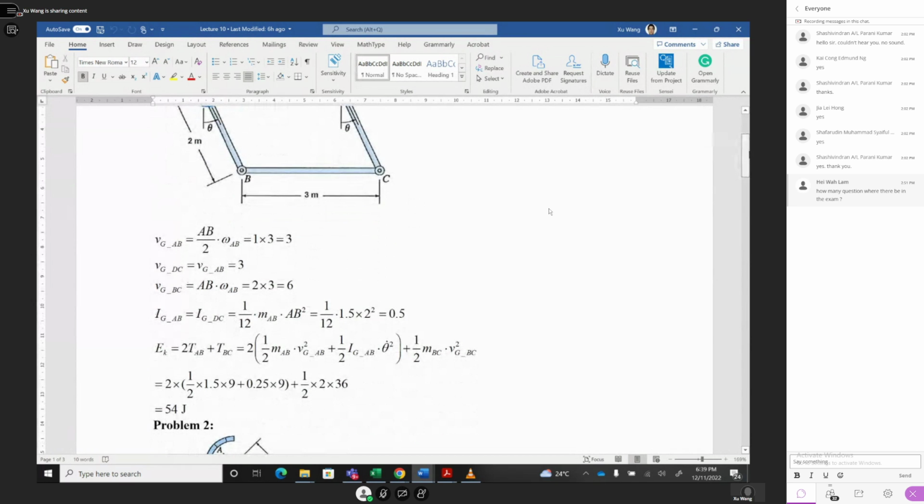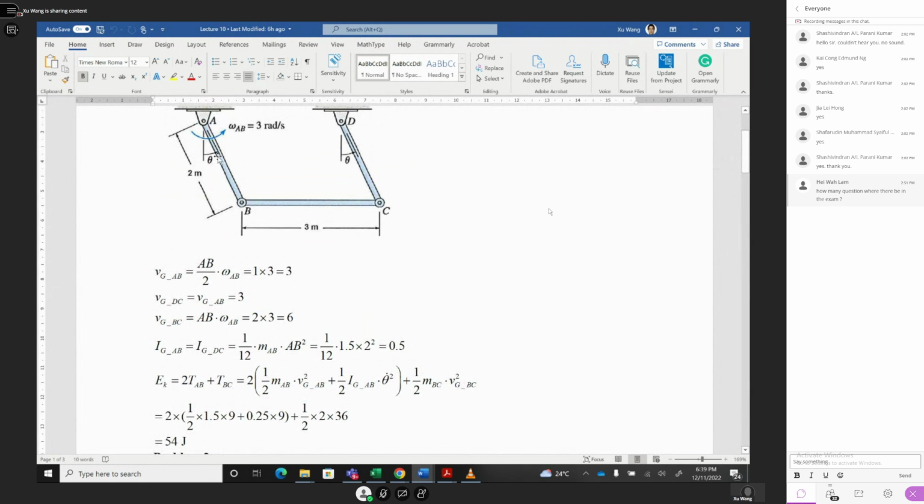And then the total kinetic energy should be equal to 2 times the kinetic energy of the AB bar, plus the middle one. So for this AB bar, the kinetic energy is equal to the center of gravity energy: half of m v squared, plus this rotational kinetic energy, which is I_G, equal to half of I_G omega squared.